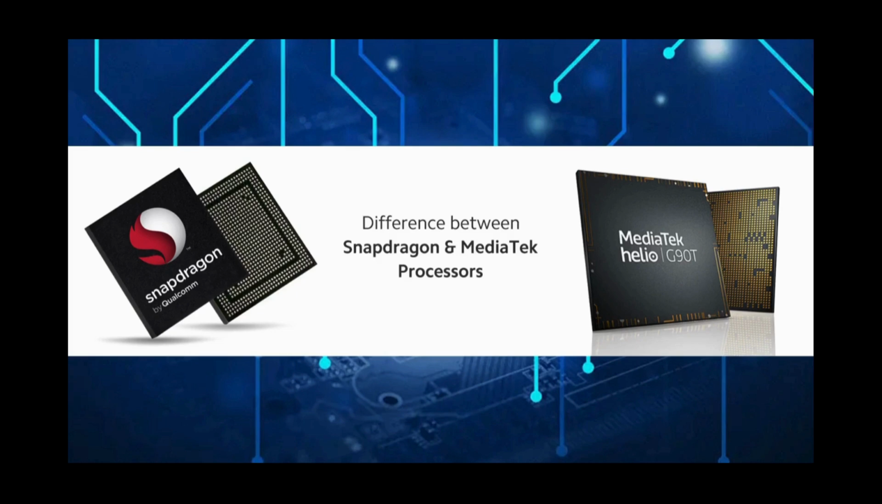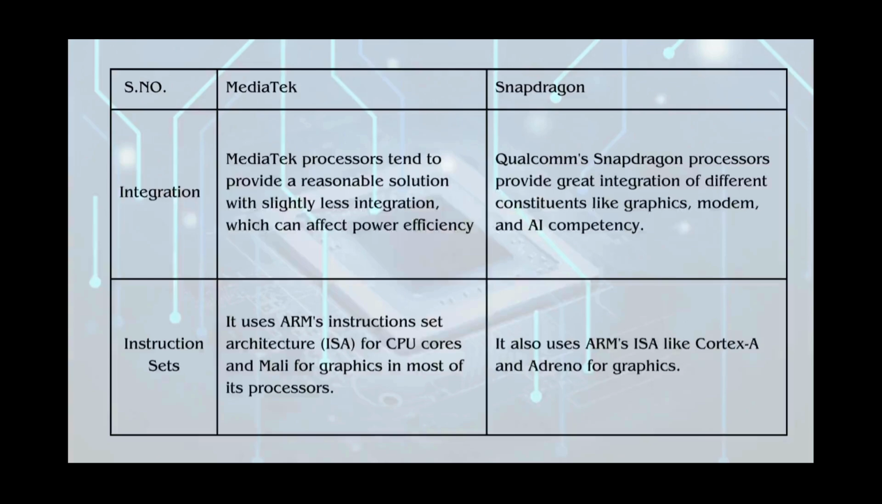Difference between Snapdragon and MediaTek processor. So fundamentally, the difference comes in the integration part, where in MediaTek we use less integration compared to the Snapdragon. In Snapdragon, we have great integration for different constituents like graphics, modem, and AI competency.